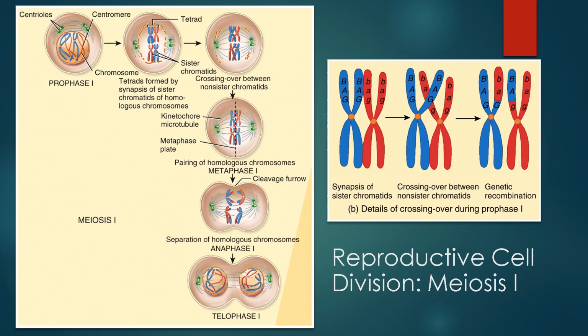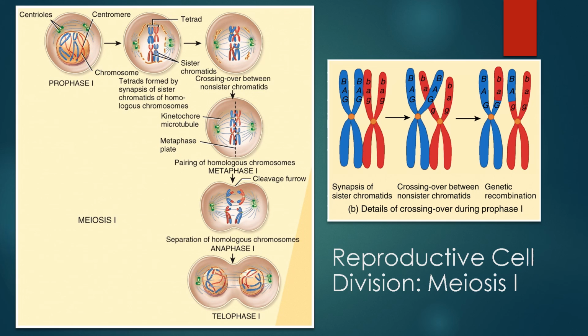Reproductive cell division produces gametes, so these are sperm and ovum, and each of these contains a single set of 23 chromosomes. Fertilization of the two gametes, one sperm and one ovum, will restore the diploid number of chromosomes. Unlike mitosis, which is complete after a single round, meiosis has two successive stages, meiosis 1 and meiosis 2.